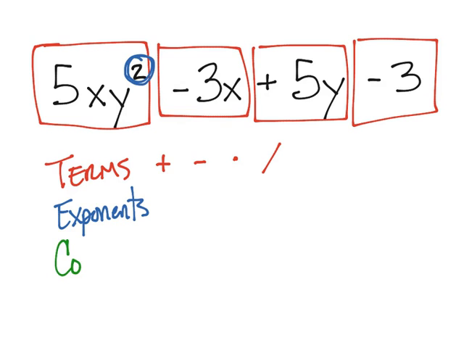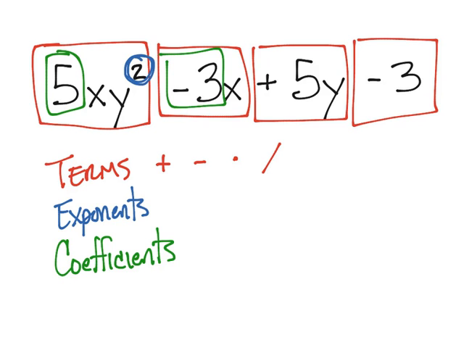Next up, let's talk about coefficients. Coefficients are the values or numbers that are multiplied against a variable. In this case, our coefficients are positive 5, negative 3, positive 5, and that's all. Notice that the negative 3 at the end is not a coefficient because it's not being multiplied by a variable. Instead, that final negative 3 is actually a constant.